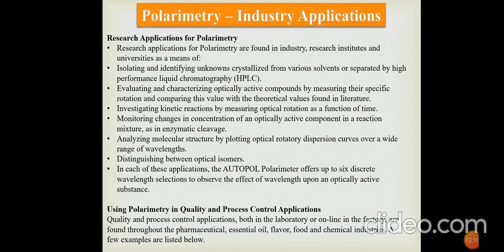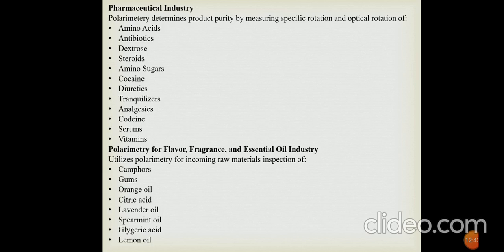Polarimetry is used with HPLC and for many other purposes. It is also used in quality and process control applications, in the laboratory or online in the factory, found across the pharmaceutical, essential oil, flavor, food, and chemical industries. In pharmaceutical industries, with the help of specific rotation and optical rotation measurements, we determine amino acids, antibiotics, dextrose, steroids, amino sugars, cocaine, diuretics, tranquilizers, analgesics, codeine, serum, and vitamins.